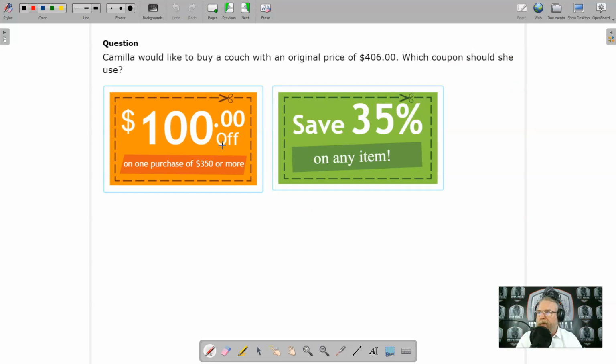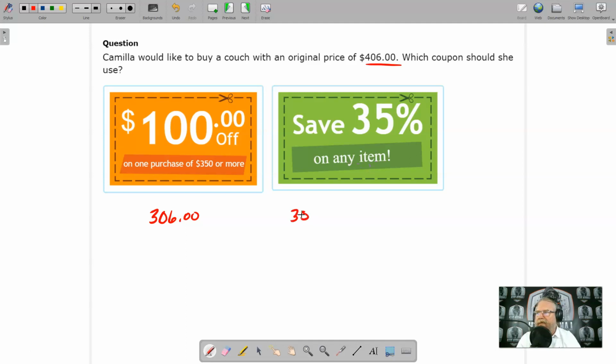Now we need to determine which coupon's the better deal. So Camellia would like to buy a couch with an original price of $406. Which coupon should she use? Well, $100 off on the purchase of $350 or more, so 406 is more than 350, so this would work. She would pay, what, $306, right, if she uses this coupon. Or she could save 35% off any item.